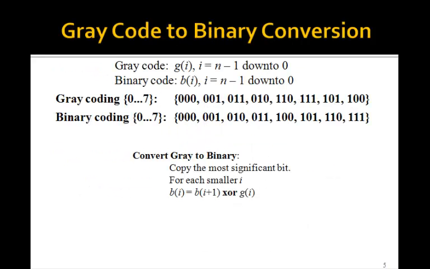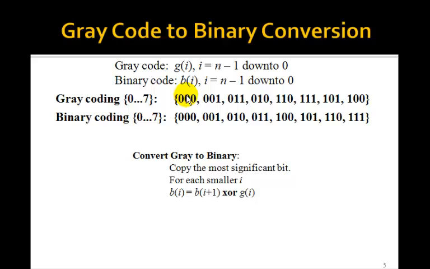Now let's look at going the other way around, gray code to binary conversion. Here's the gray coding we had before, and we want to go to these corresponding binary numbers. It's a little different than we had before. We still copy the most significant bit, but then for each smaller i, B i is B i plus 1 exclusive OR with G i. So now this is the B i plus 1, so here we copy the first one, but to get the second one we need to take the exclusive OR of this B3 in this case with this G.